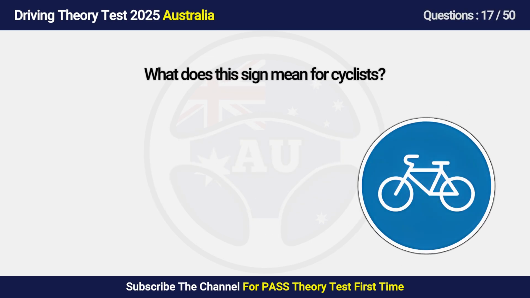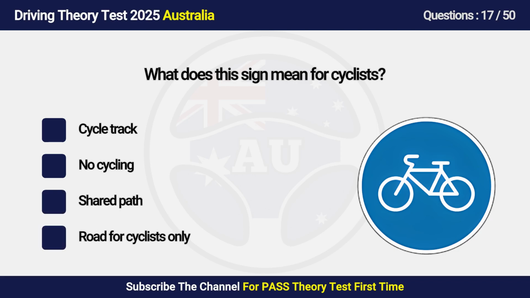Question 17. What does this sign mean for cyclists? A. Cycle track. B. No cycling. C. Shared path. D. Road for cyclists only.